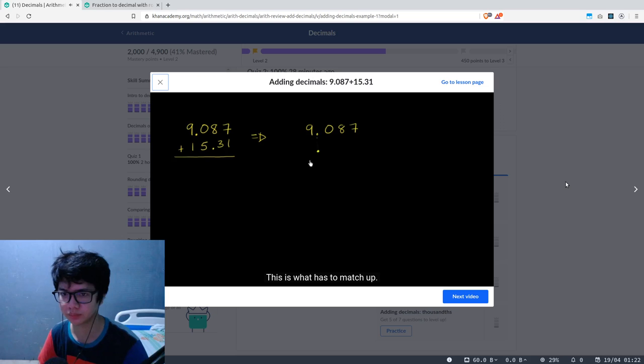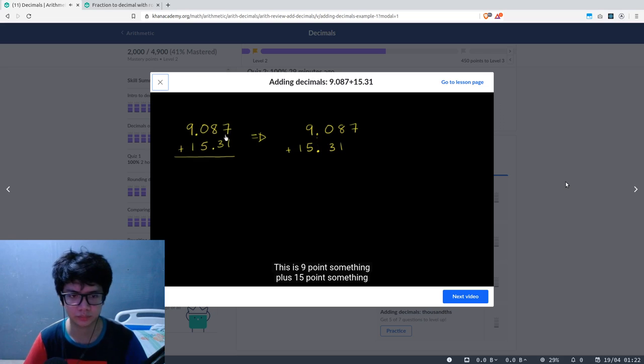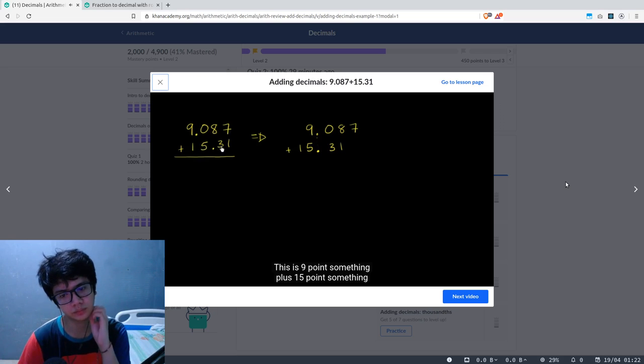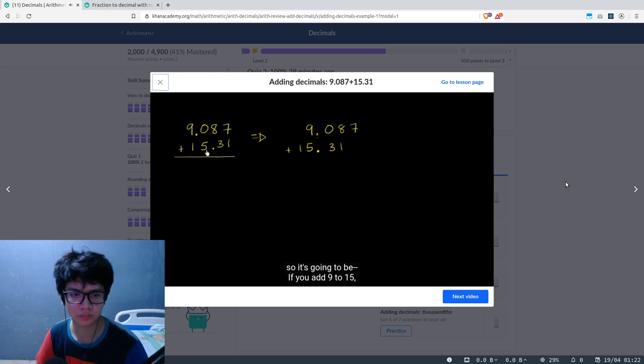This is what has to match up, and this is going to be 15.31. And this should hopefully make sense to you as well. This is 9 point something plus 15 point something. So if you add 9 to 15, it'll be 24 point something, give or take a little bit. And you see that here.